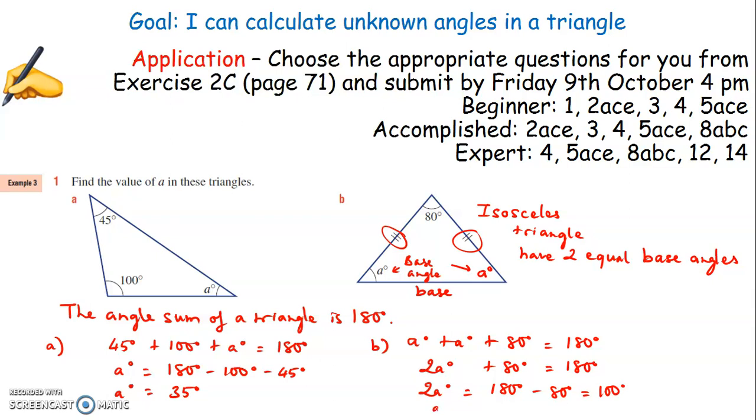So we got 2A's being 100. So 1A must be 50. And how did we get 50? 100 divided by 2 is going to give you 50 degrees there. This is just working it out in our brain, knowing how our brains work. All right, so these are the answers for question 1.